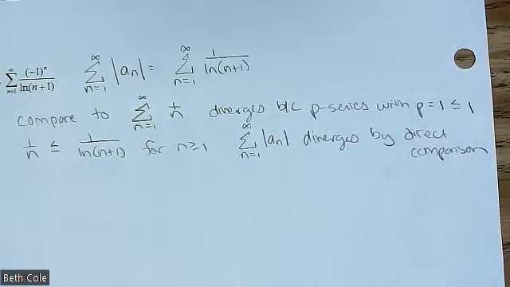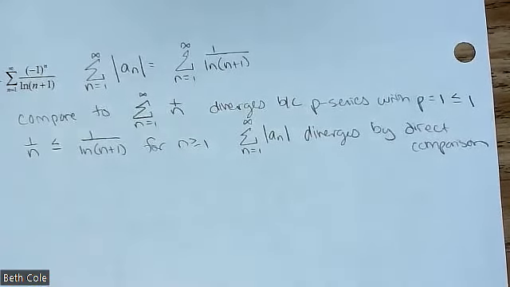And you have to be extra careful which series you're talking about when you do a comparison, because now there's actually 3 of them. You have the original series, you have the absolute value, and then you have the one you compared to. So you've got to be really careful which one you're speaking about. So that's why I rewrote this.